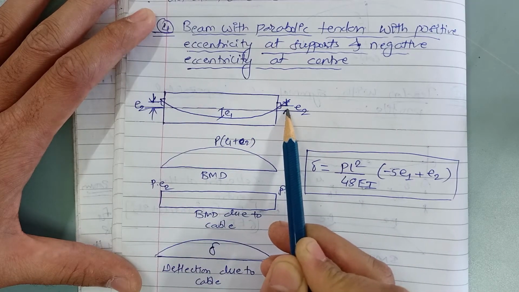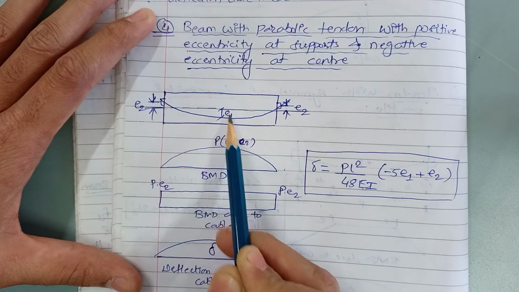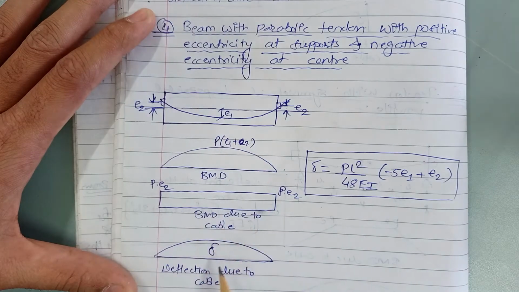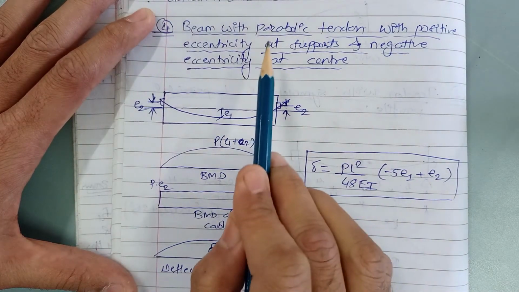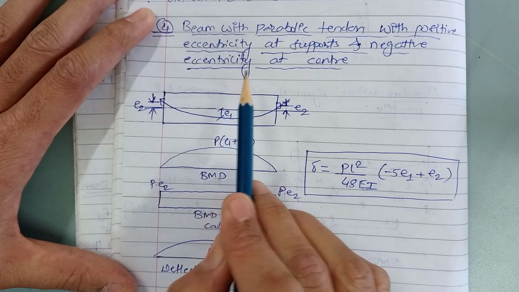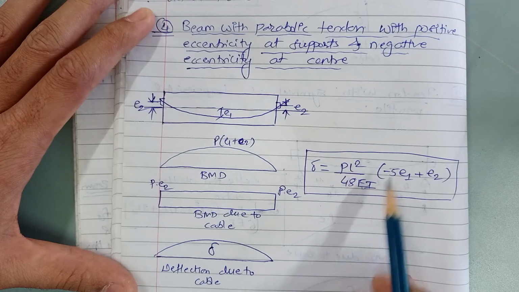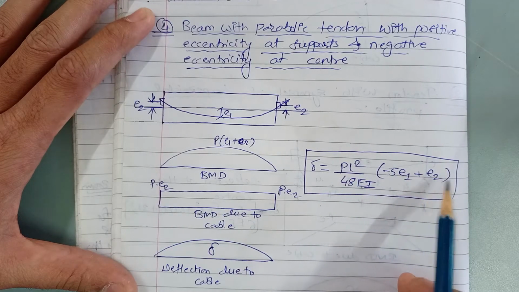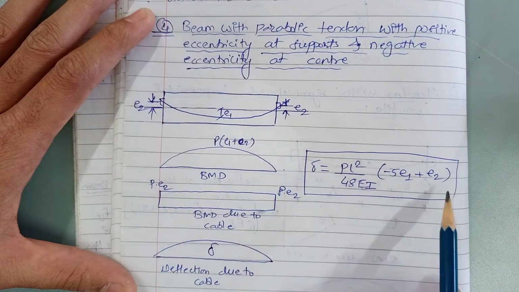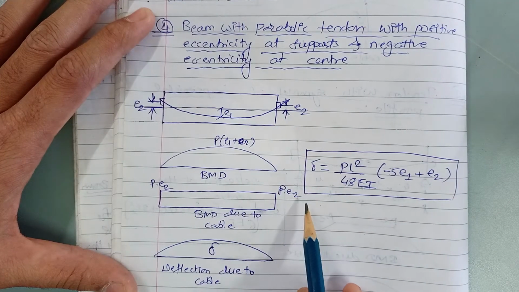Eccentricity at supports is in the positive direction, that is above the neutral axis, and eccentricity at center is negative, that is below the neutral axis. When such a parabolic tendon with positive eccentricity at supports and negative eccentricity at center is provided, you are supposed to calculate delta as PL square upon 48 EI into bracket minus 5 E1 plus E2. E1 is nothing but eccentricity at center, and E2 is nothing but eccentricity at supports. In this manner you are supposed to calculate deflection.